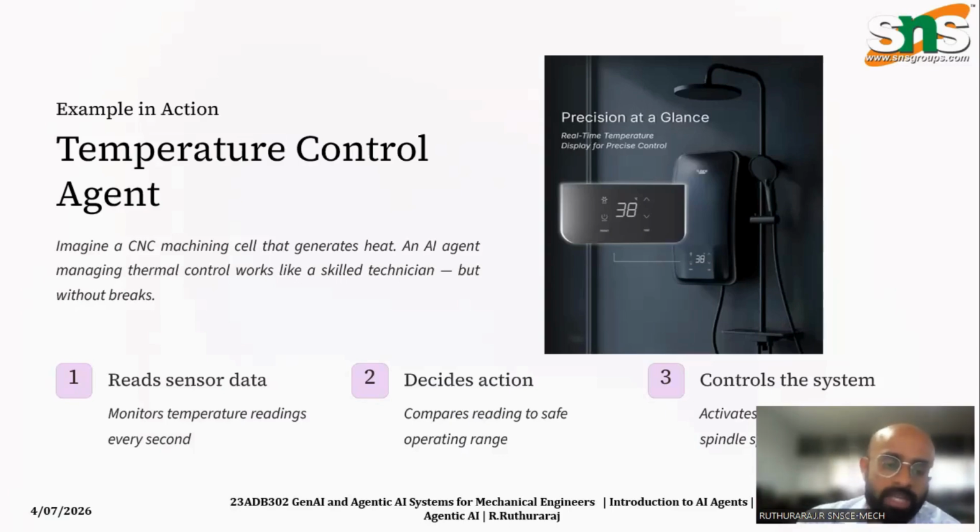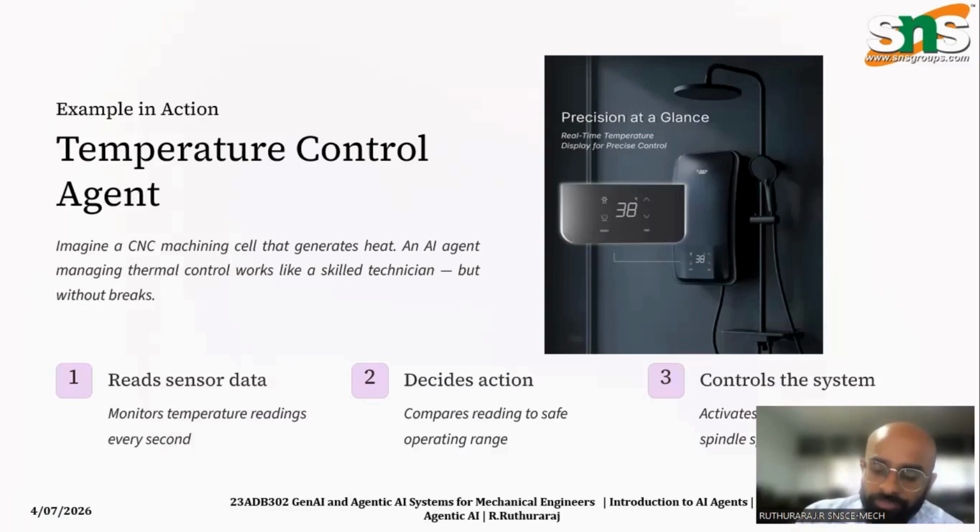It reads the sensor data continuously. For example, the data from a thermocouple will be read by the agent continuously. Once it reasons that the temperature has gone beyond a certain threshold, for example beyond 30 degrees Celsius, the agent will activate the tool part, which is the air conditioning unit. The air conditioning unit will be activated. That is the tool calling part.